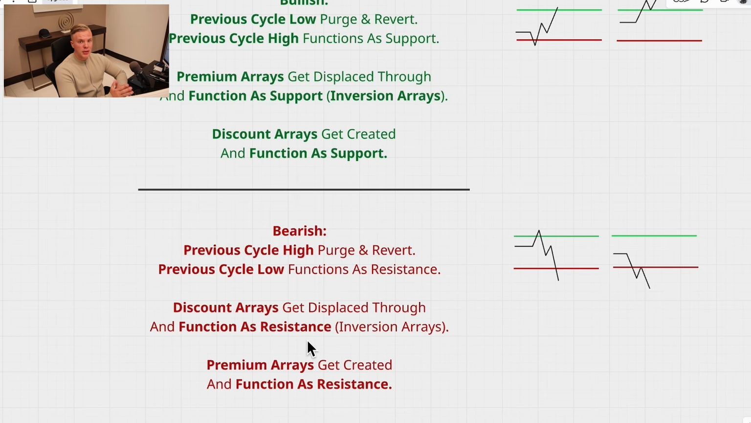However, the fact that they are being displaced through is IPDA signaling to you, hey, the underlying order flow is beginning to change. Therefore, we can utilize every single discount array as an inversion array on the right side of the curve. And thirdly, premium arrays will get created and they will function as resistance on price. And that right there is how we can incorporate PD arrays to gauge the order flow in bearish institutional order flow.